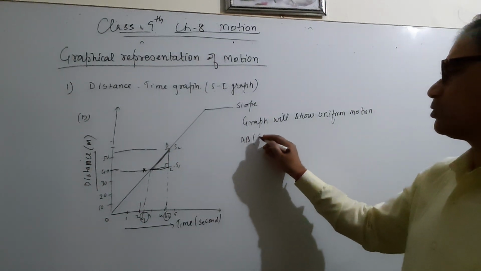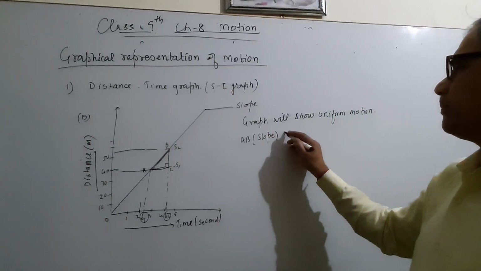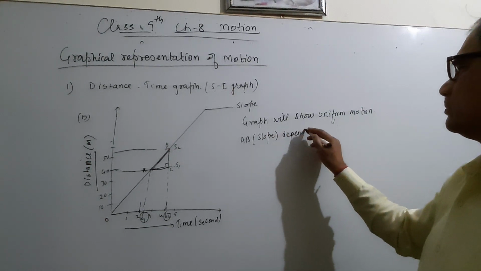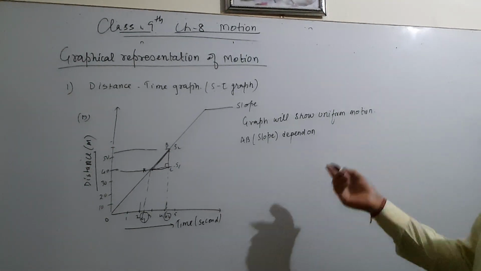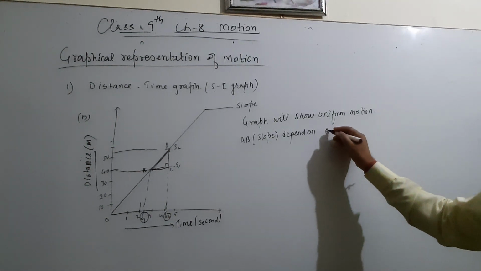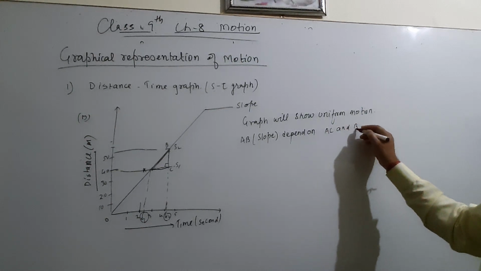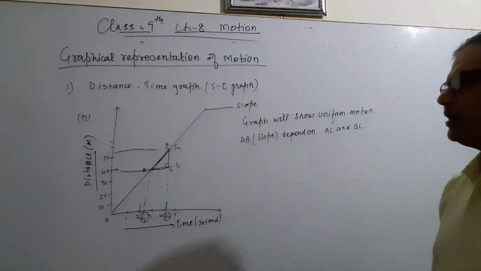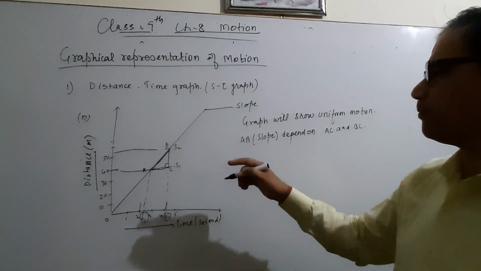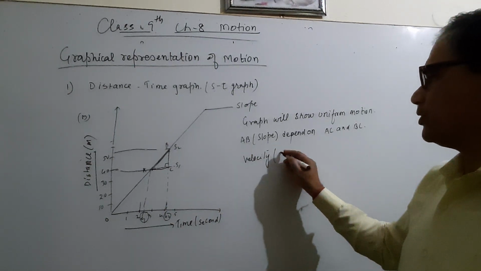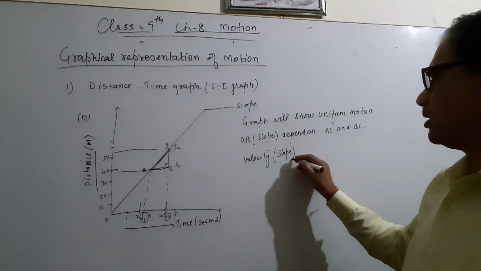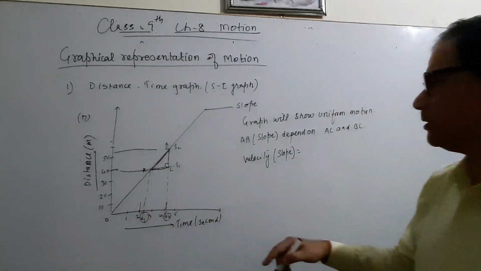Then the slope of AB depends on the horizontal axis as well as the vertical axis, on AC and BC, meaning the horizontal axis and the vertical axis. Then the slope, or velocity or speed, is equal to which one?